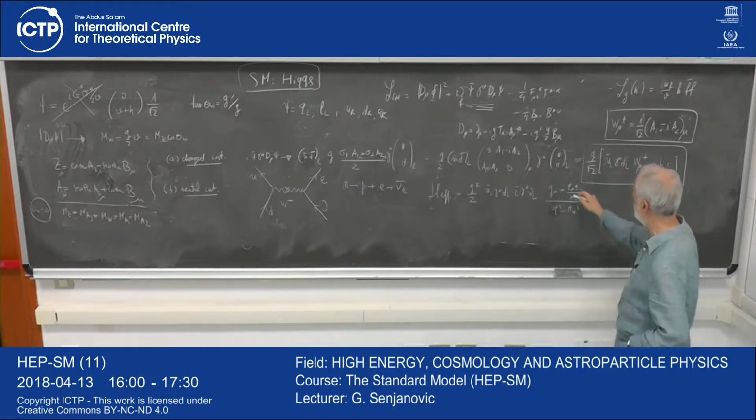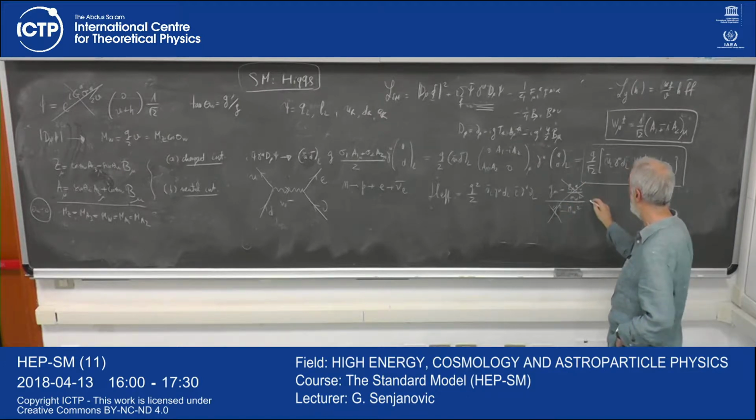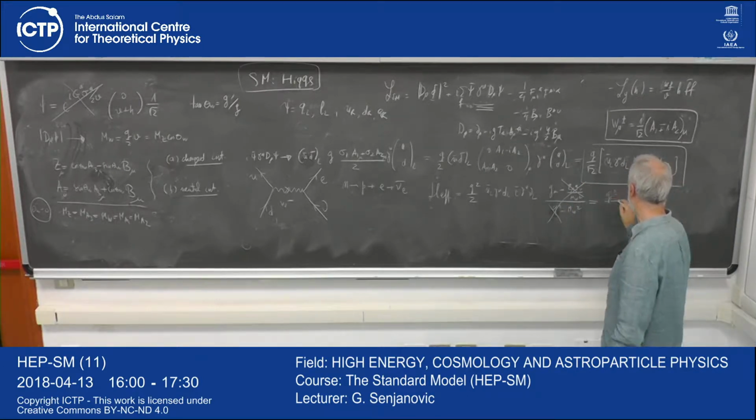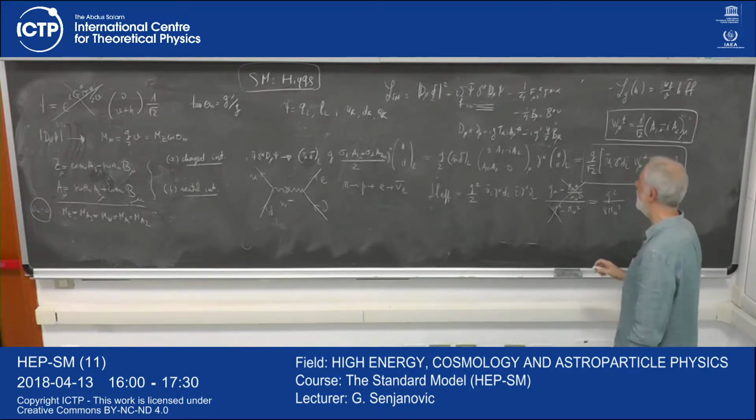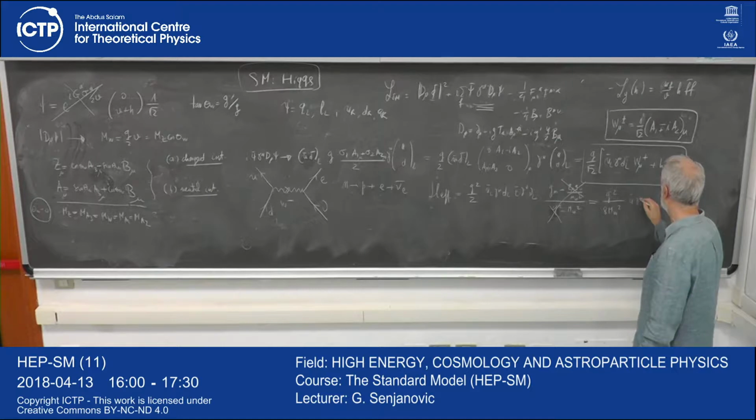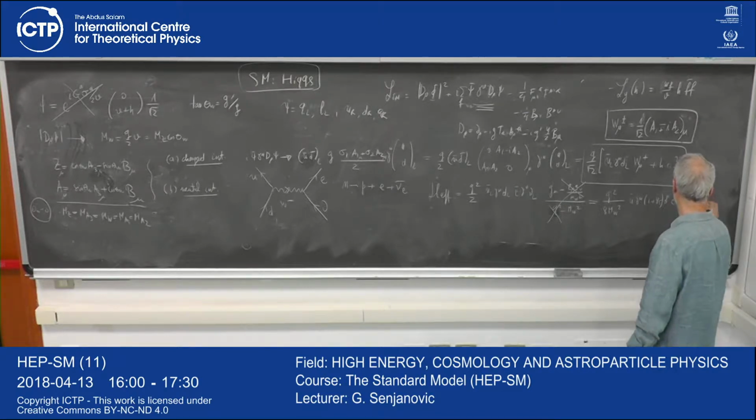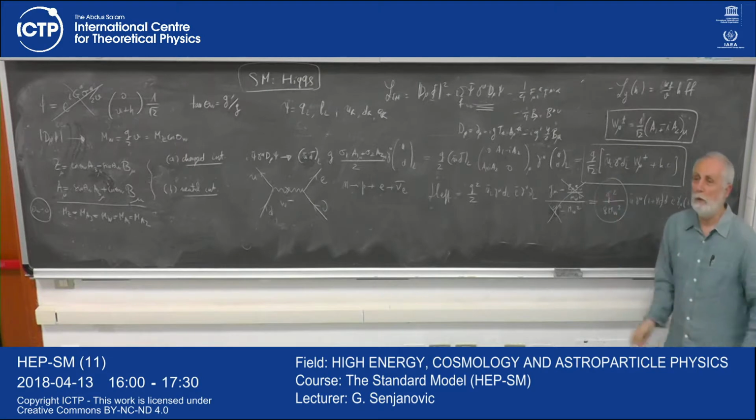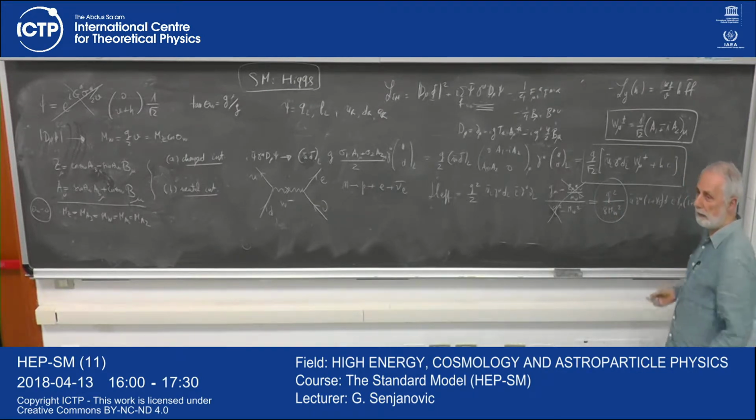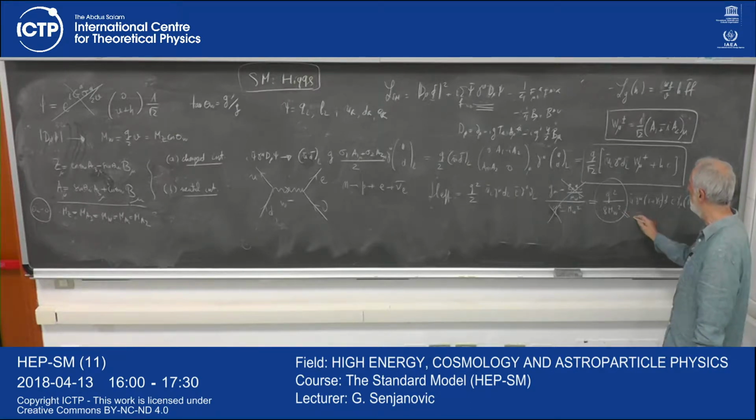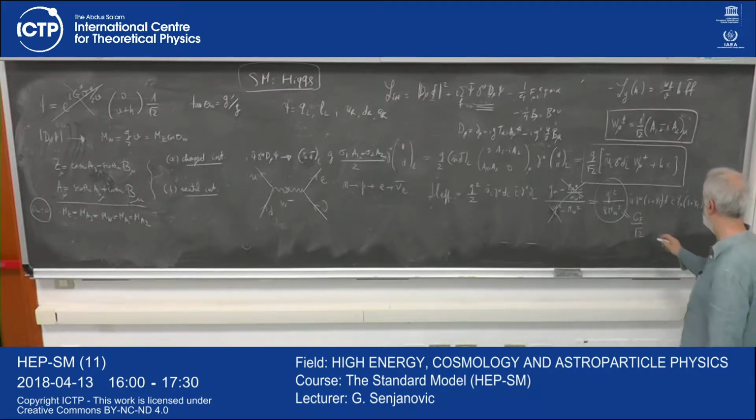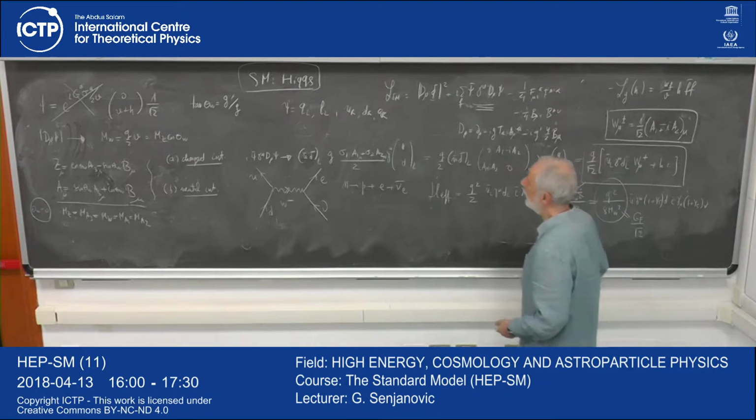And at very low energies, I get g squared over 8 M W squared, U bar gamma mu (1 plus gamma 5) D, E bar gamma mu (1 plus gamma 5) nu. This has a name, it's called the Fermi effective coupling, and typically written as G Fermi over square root of 2. So we can use the same convention. So this is very important.